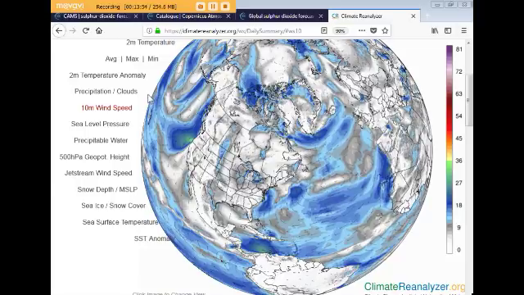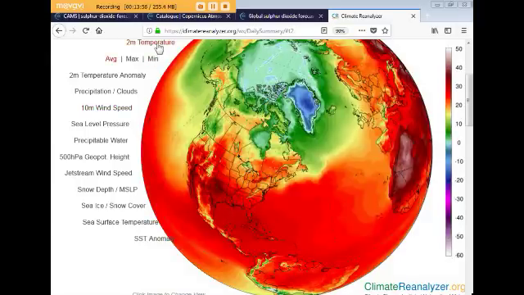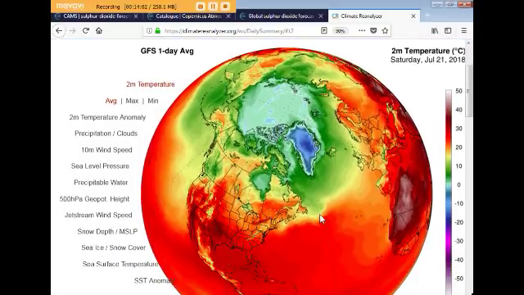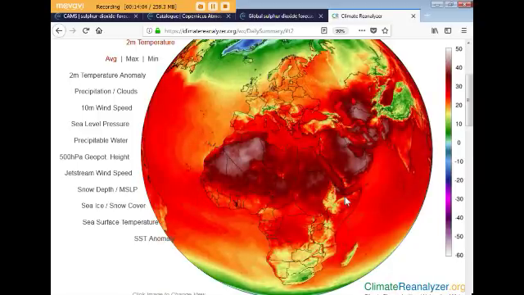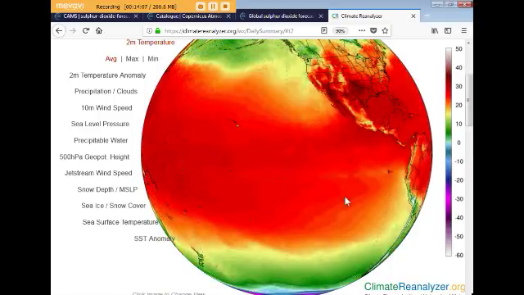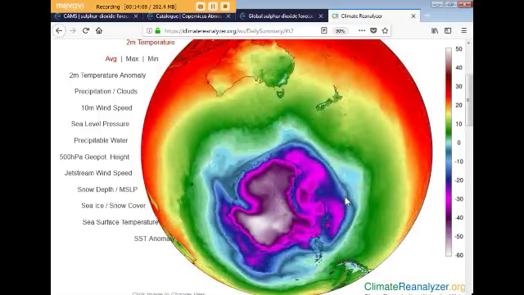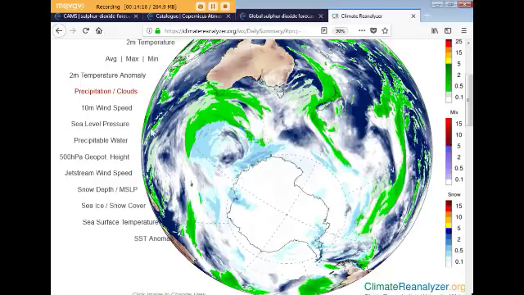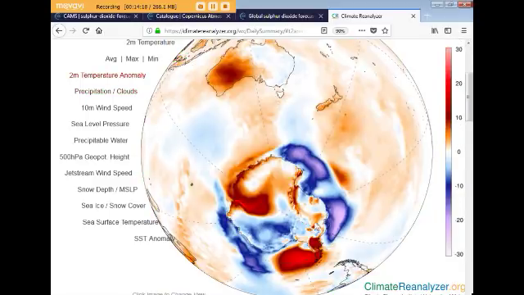Now, let's get over here. This is Climate Reanalyzer. This is the temperature we're on today, Saturday, July 21st. And since we're looking at the Antarctic, we'll go ahead and get that view up. Here are the temperatures. And here's the two temperature anomaly. And you can see, and we've looked at this before, but now we know more of what we're looking at.